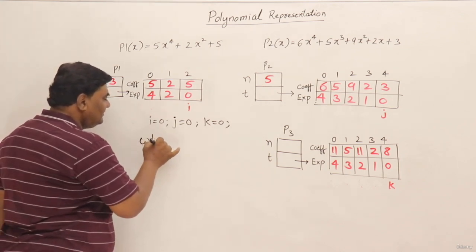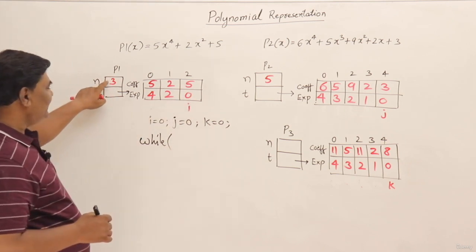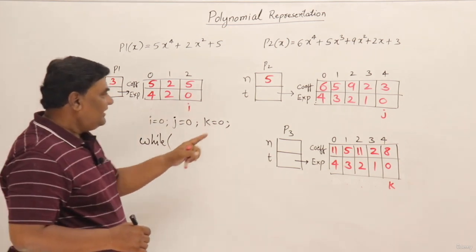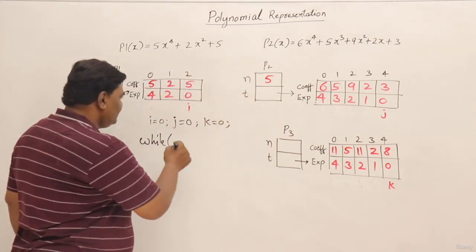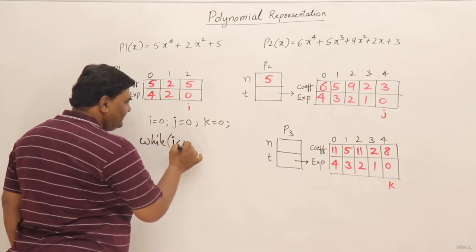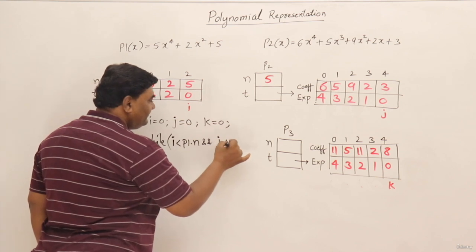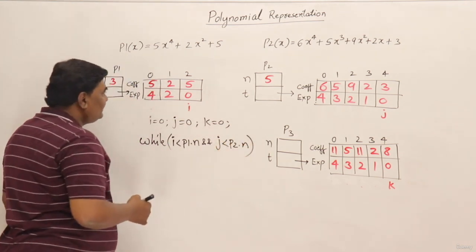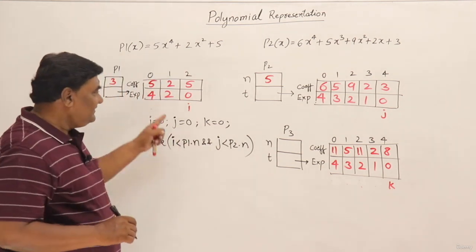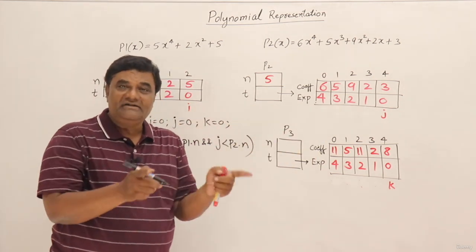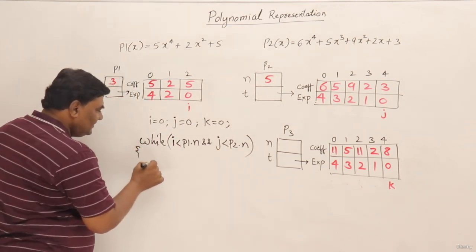While, how long? Until i reaches this one, meaning less than n, P1's n, and j reaches this one, that is P2's n. While i is less than P1 dot n and j is less than P2 dot n. So if any one of them finishes, then we should stop. And while iterating through these, we should compare them. Whoever's power is greater, copy that one.